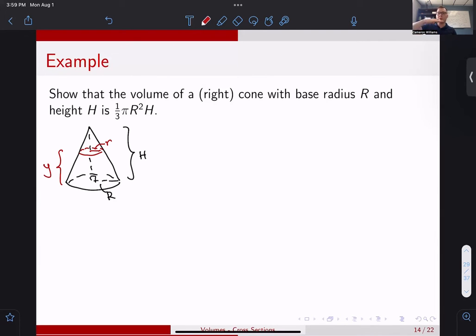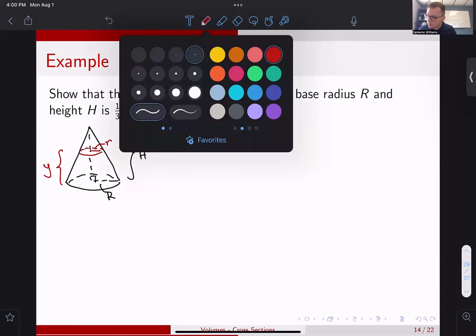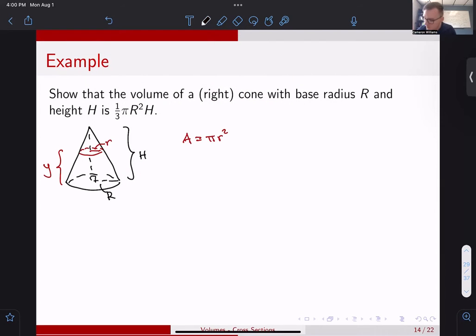Since our cross sections are stacked up this way, our integration variable is going to be y. All right, so we have our drawing, step 1 is done. Step 2, area. Area is pi little r squared. But our integration variable is going to be y, so we need to relate r to y somehow. It's perhaps not immediately obvious, but the way these are related is by similar triangles.